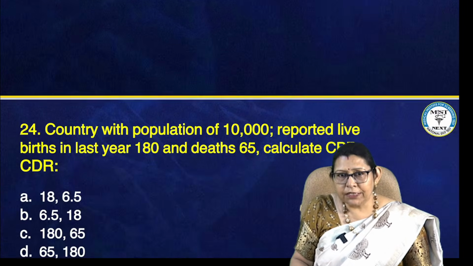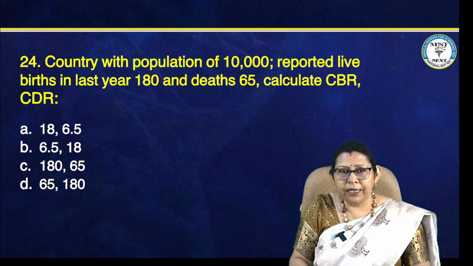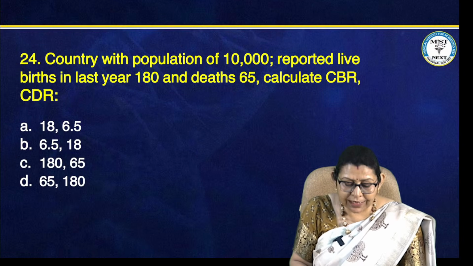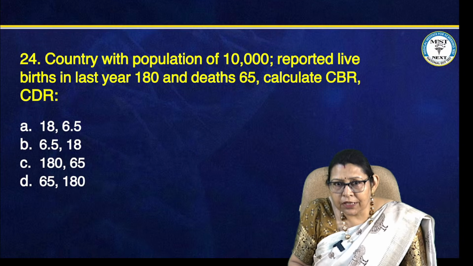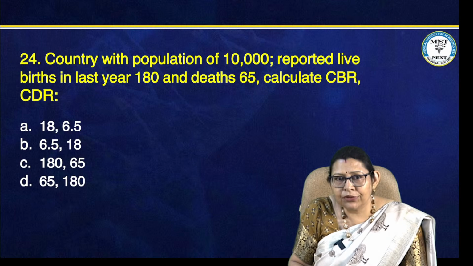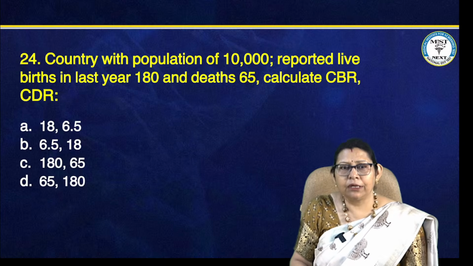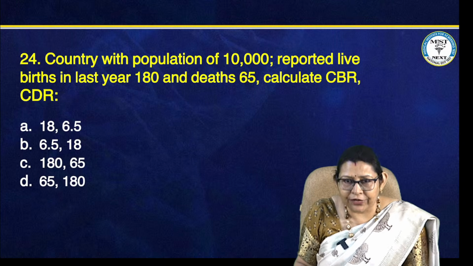The next topic is demography and contraception. Again, a very commonly asked area from where questions are asked. A country with a population of 10,000. The reported live births in the last year are 180 and the deaths are 65. Calculate the crude birth rate and crude death rate.